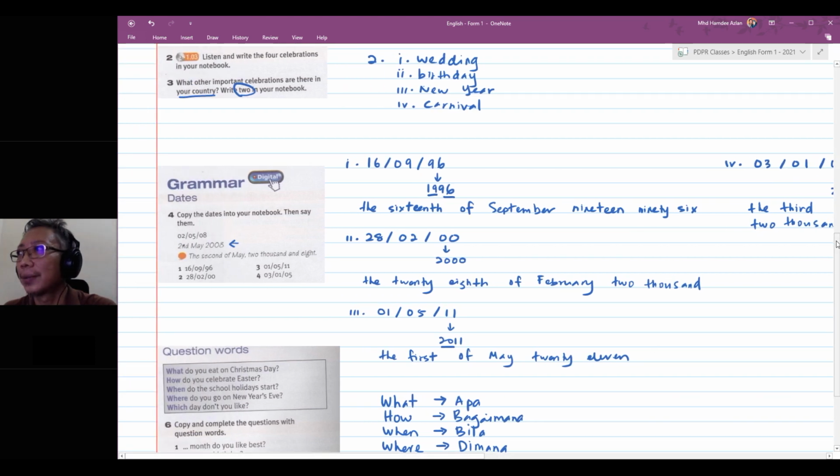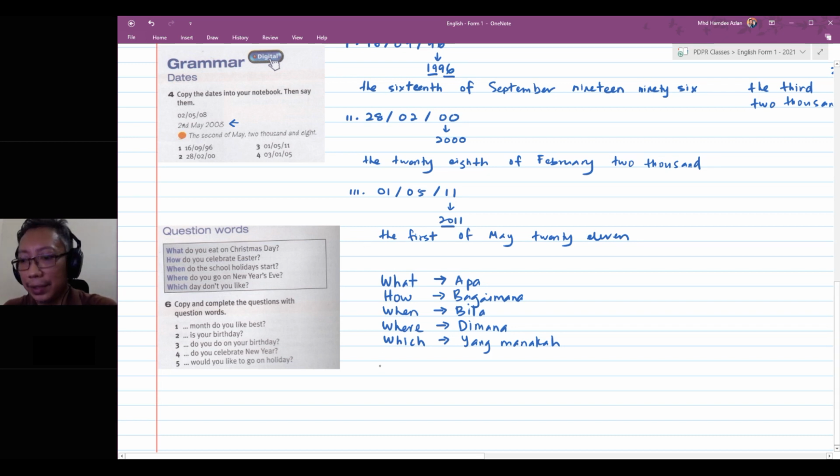Okay, the last part, part 6. Okay, the answer for number 1 is which month do you like the best? Answer for number 2 is when is your birthday? Answer for number 3 is what do you do on your birthday? Answer for number 4 is how do you celebrate New Year? And for number 5, the answer is where would you like to go on holiday?